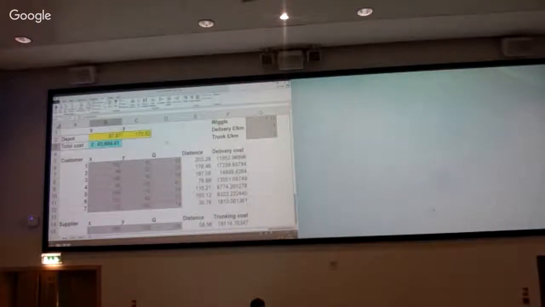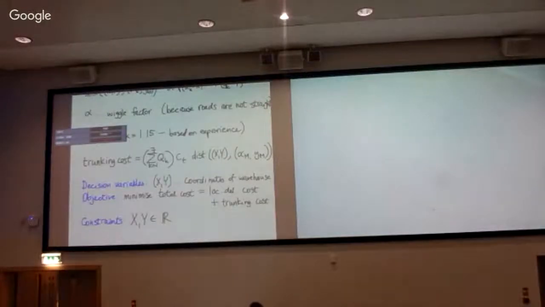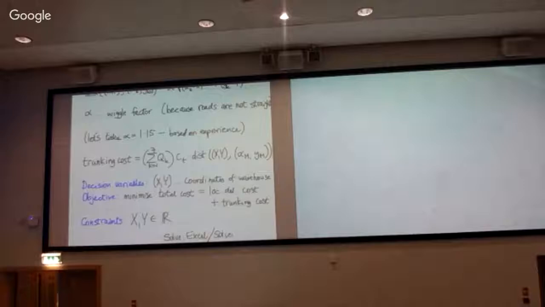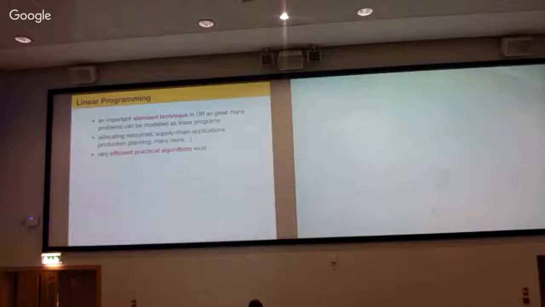So that means we've finished spreadsheeting. That means we're starting linear programming. And that's a very exciting topic.